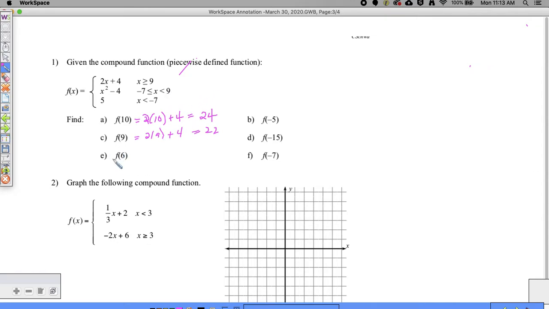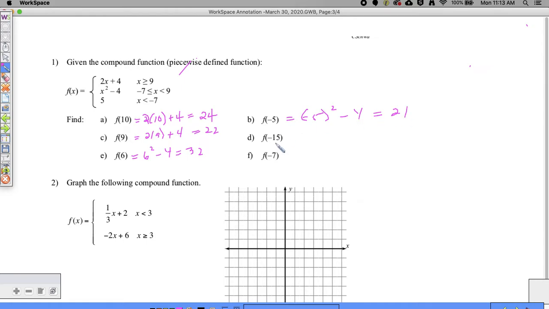If I want to do f of 6, the important thing is that 6 is somewhere between -7 and 9. So that means it's going to go into this function. So this is going to be 6 squared minus 4, so 36 minus 4 is 32. If I want to find f of -5, f of -5 still falls in this domain right over here. So I'm going to do -5 squared minus 4, so 25 minus 4 is 21.